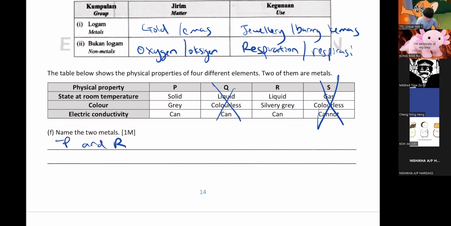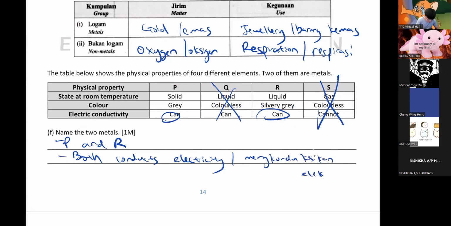They're not asking for Y though, but if they ask for Y, you can say both can conduct electricity. Both conduct electricity. Kedua-dua mengkonduksikan elektrik.